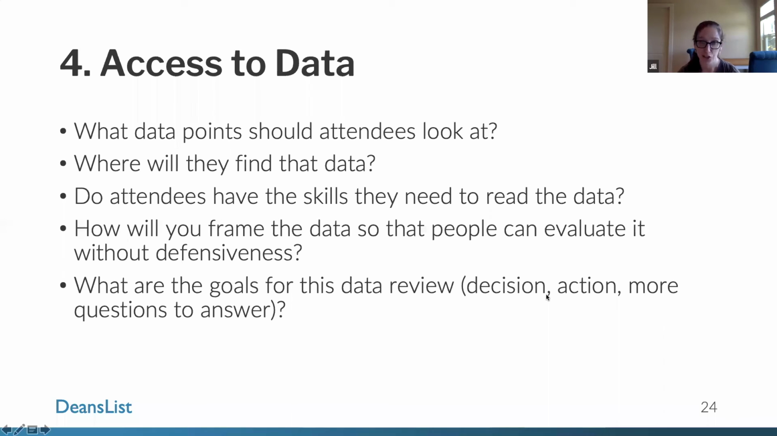So the next question: is the data you're reviewing something that people might feel defensiveness about? Especially if we're looking at adult data, like consequences that a teacher has given or phone calls that they have or haven't made. Framing the purpose of the review and how this data is being used can really help people feel not defensive about the information they're looking at.